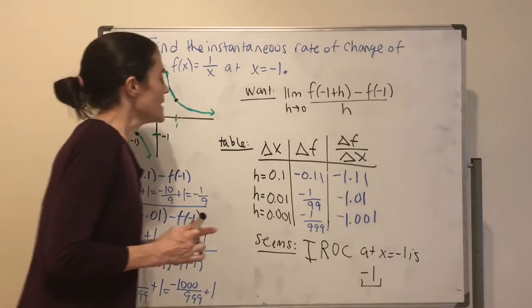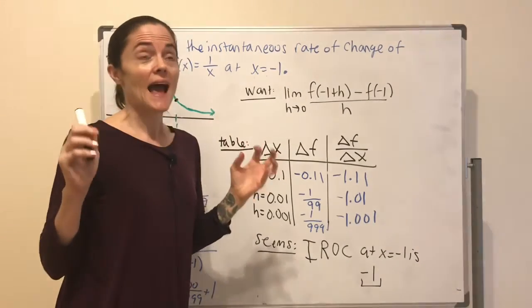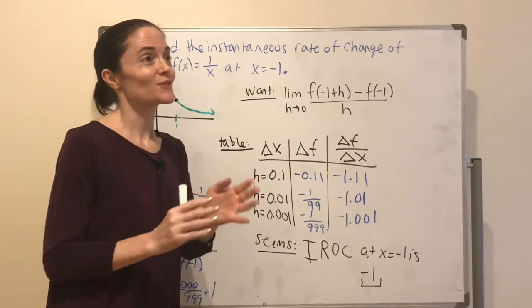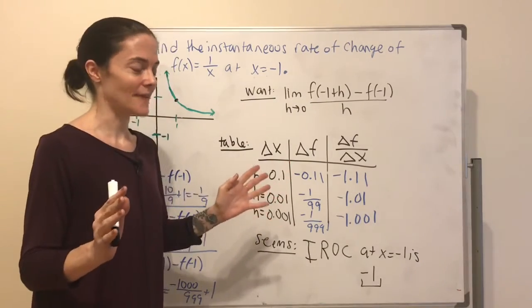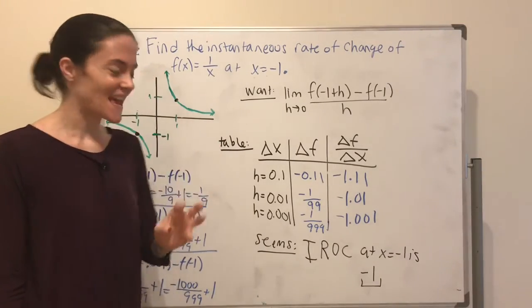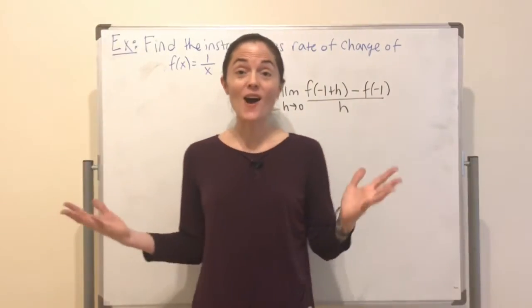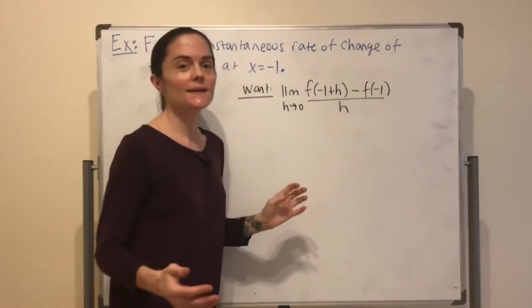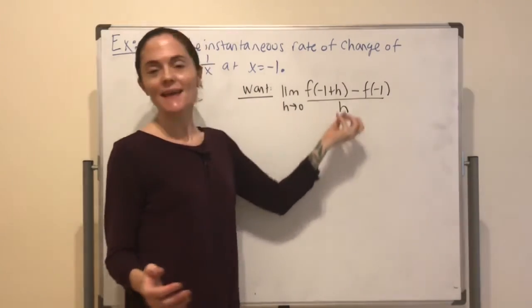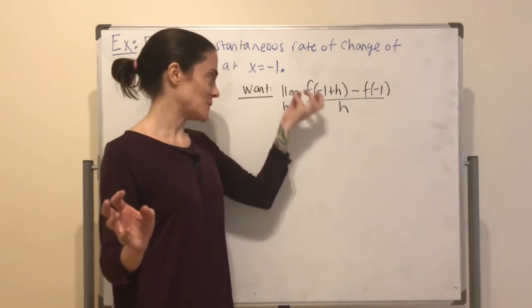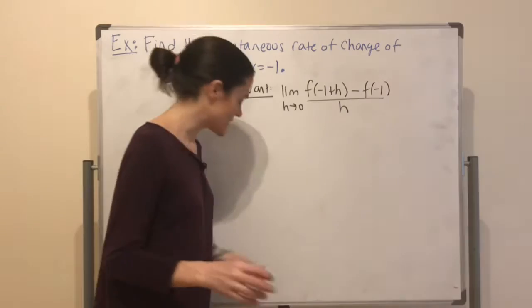Now, let's find a way to do this more rigorously or accurately, where we're not only looking at three values of h. So how are we going to calculate this limit? Well, we cannot just plug in h equals 0, right? This is the whole problem to begin with, because we get 0 over 0 and this is undefined.